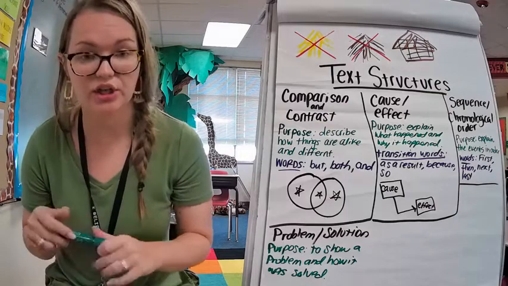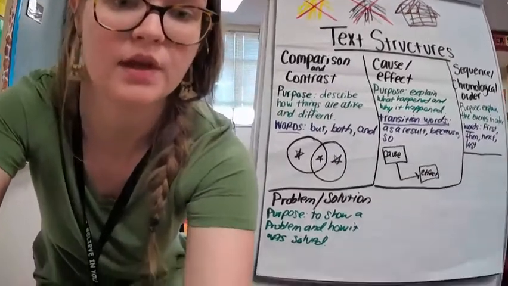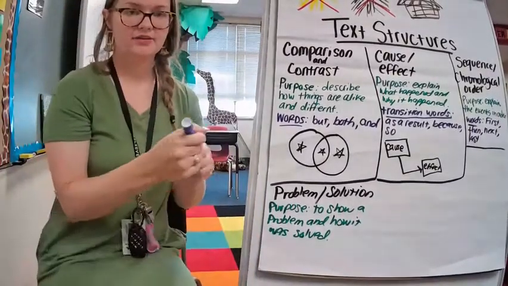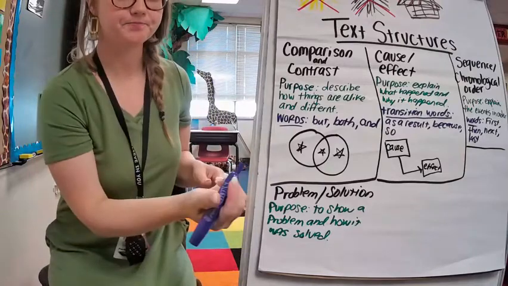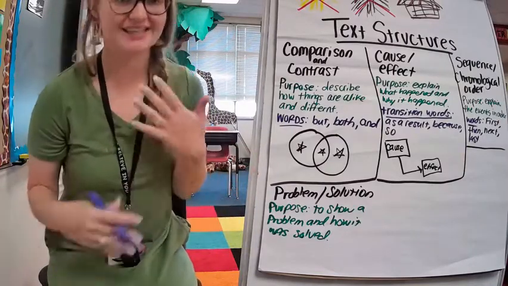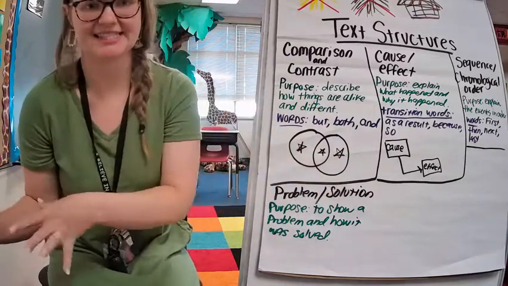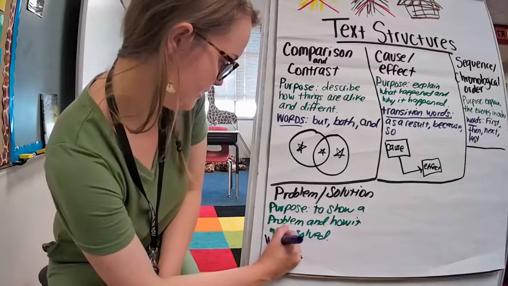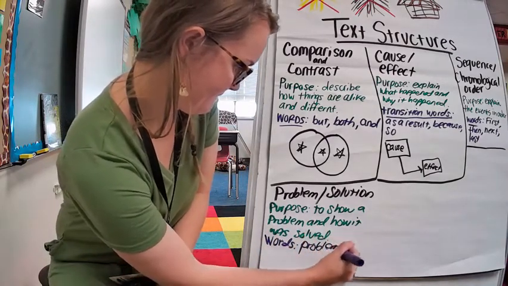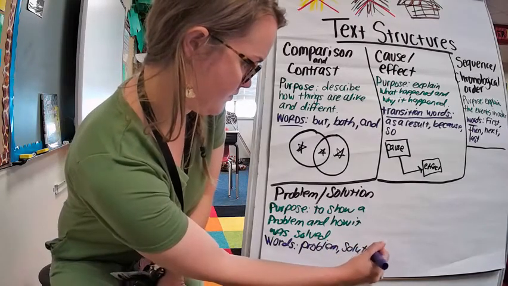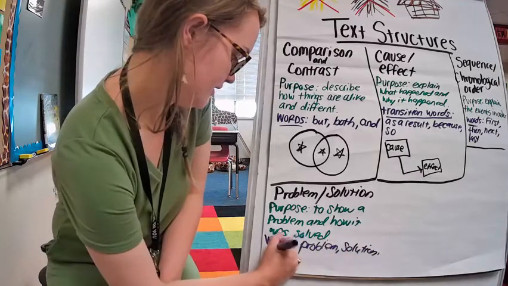Some words that you can look for that kind of clue you in that it is problem solution. Let me tilt my screen down. I know my face is a little cut off, but it's okay. So some words that will clue you in are words like problem, solution, the answer is, this was the difficulty, and this is how we fixed it. Okay, so those are some of the words. Problem, solution, difficulty.